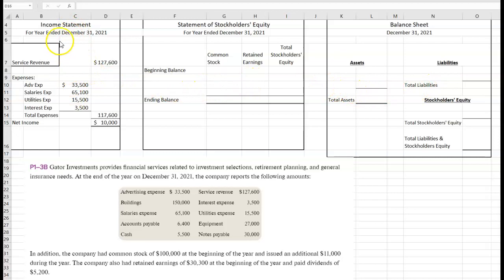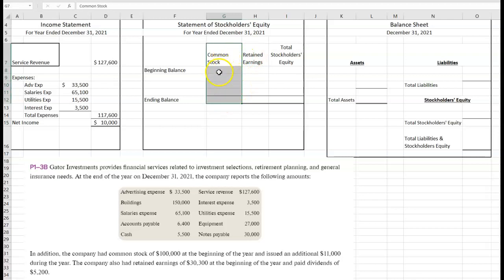All right, so we prepared our income statement. Next, we'll do our statement of stockholders' equity. This will get pretty complex by the end of the semester. We'll have several accounts in here. Right now we have two. We have the common stock account and the retained earnings account. The way you read this statement is you do it in columns.